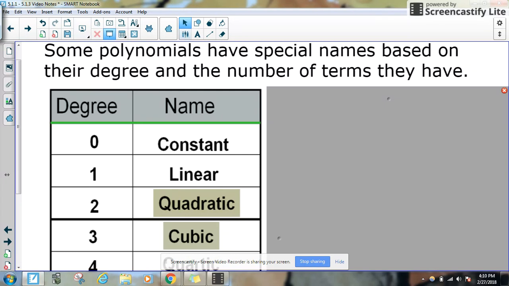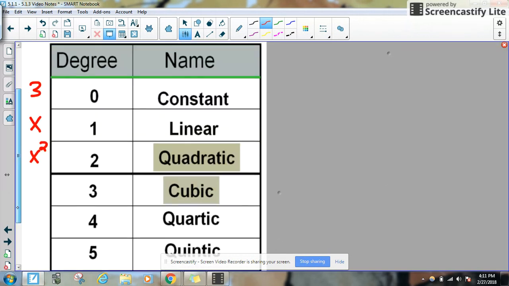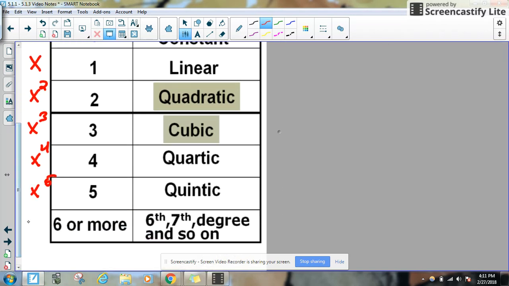So let's first talk about a polynomial with a degree 0. That's like a number, like the number 3. It doesn't have a variable or a degree, so that has a degree 0. It's known as a constant. Anything with a degree of 1, so like x to the first power, would be known as a linear. X to the second power would be known as a quadratic. And then anything to the third power is a cubic. Fourth power is quartic. Fifth power is quintic, and anything larger than that is simply known as a sixth degree, seventh degree, so on and so forth.